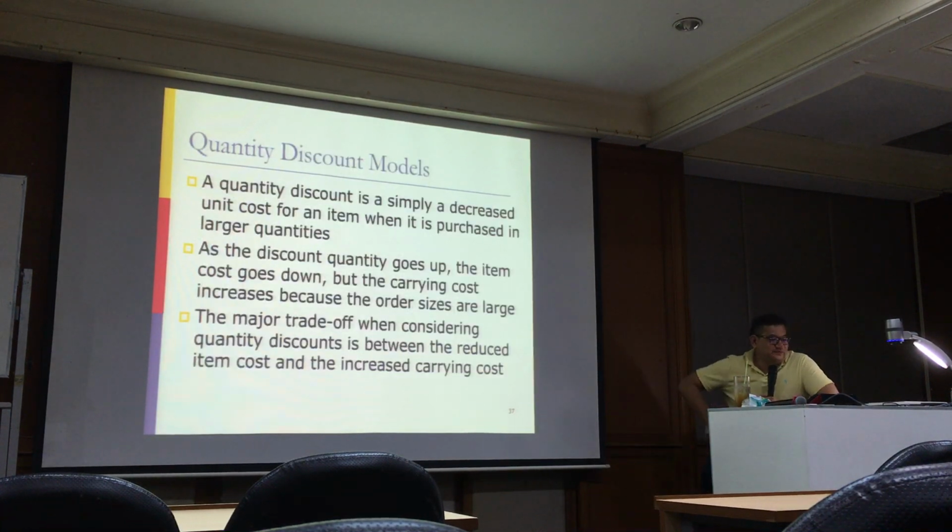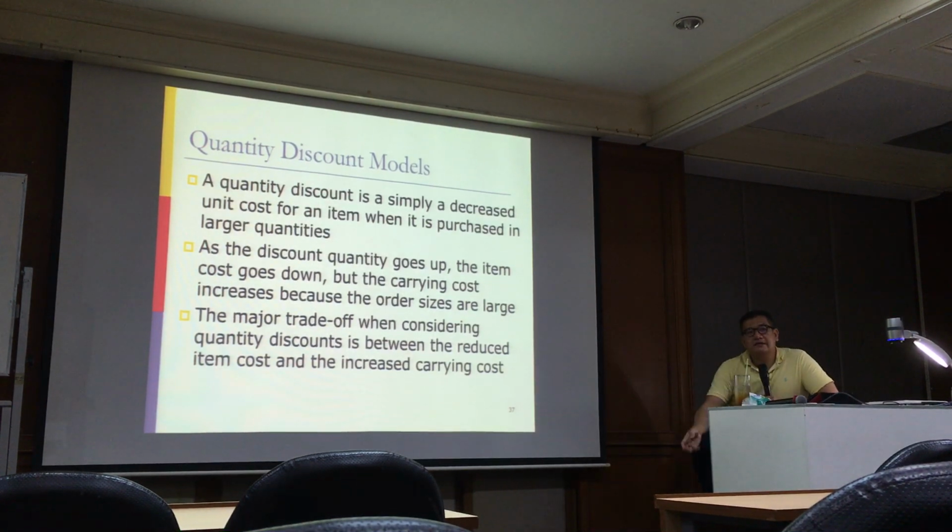The next model is called the quantity discount model. The quantity discount model, as I told you at the beginning, is about when you make more orders and reach some point, you get a discount from your supplier. The way they give the discount normally depends on the level of your orders. So they can have ranges, and for each range, they have a different discount percentage.